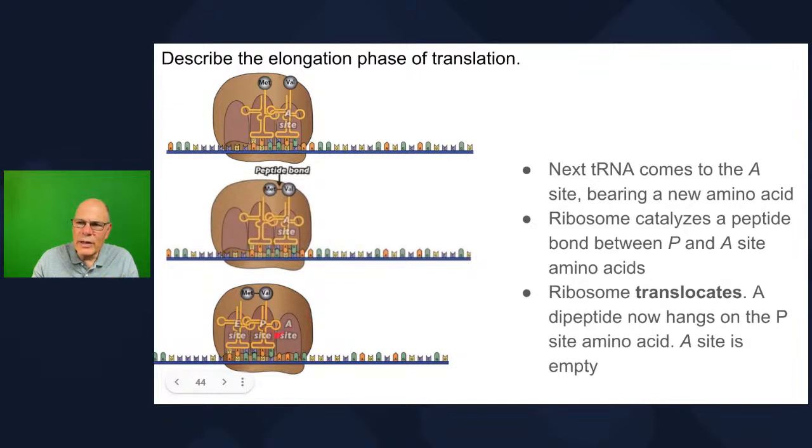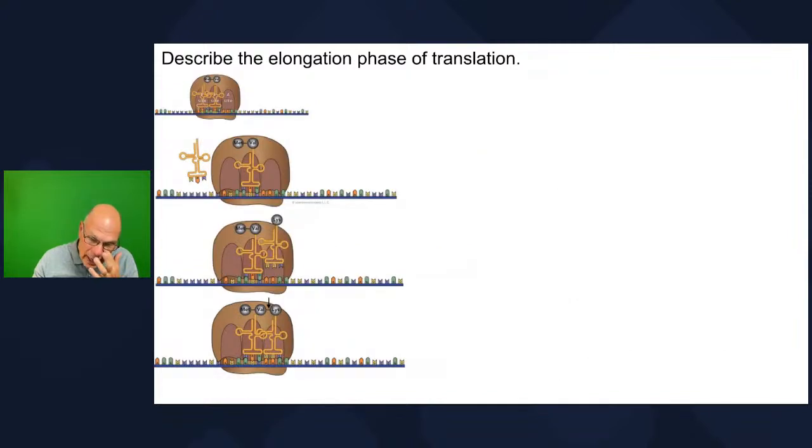In other words, everything moves over. So here's AUG, here's UUC, and now we've moved over to the next codon over here. Now we have AAG, and everything's shifted over one site. So this was over here, now it's over here, and now the A site is empty. We've started the elongation process, and now we've got to continue it.